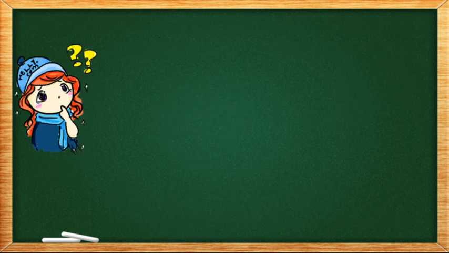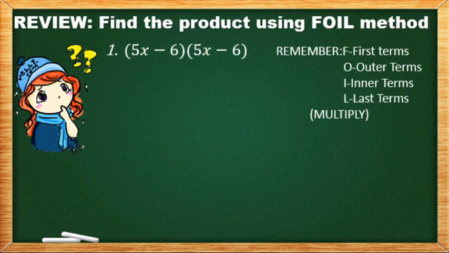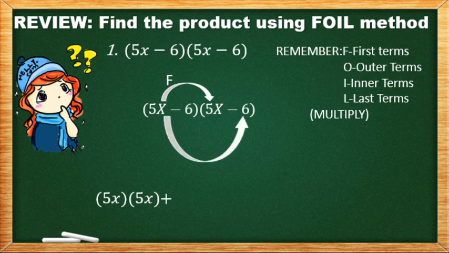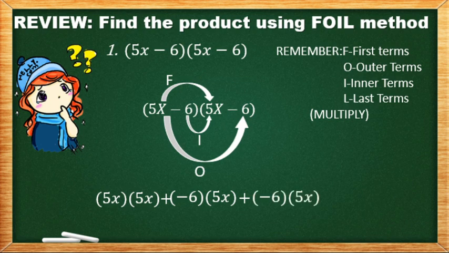Example number 2. 5x minus 6 times 5x minus 6. So, using FOIL method, 5x times 5x plus 5x times negative 6, or negative 6 times 5x. Parehas lang yon. Plus negative 6 times 5x. That's our inner terms. And plus negative 6 times negative 6. That's our last terms.